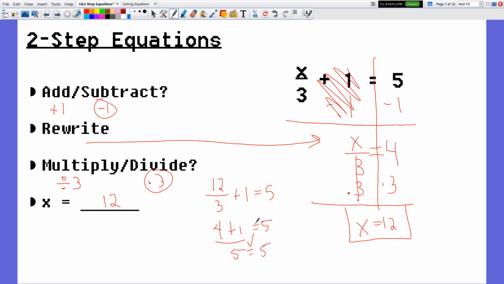There's no reason why you can't confirm your answer as being correct. There are simple mistakes, especially when you start including negatives. If this answer was negative 12, and you did negative 12 divided by 3, you'd get negative 4 plus 1, and you'd have negative 3. Negative 3 equals 5, and you'd be sitting there going, hold on, that's not true. That helps you sort out where you went wrong in your problem, and you can resolve it.